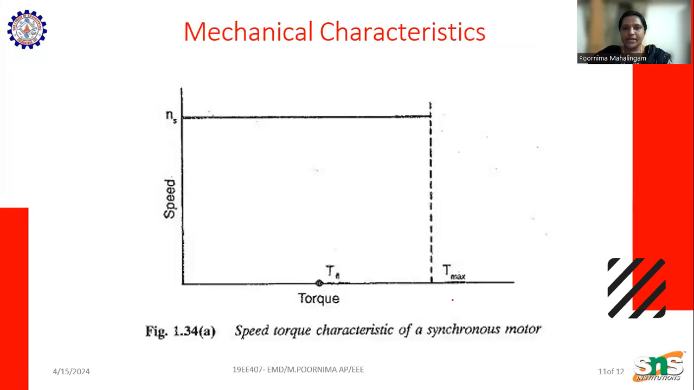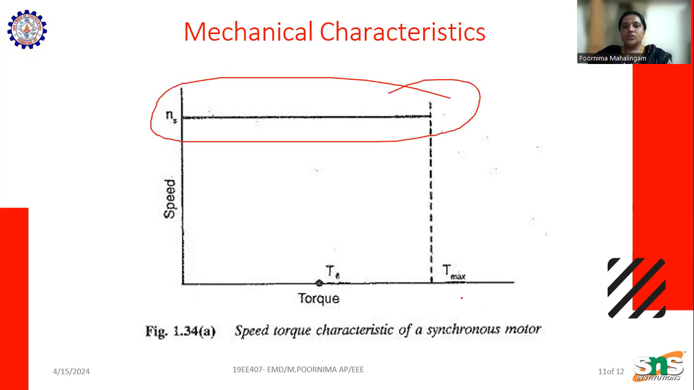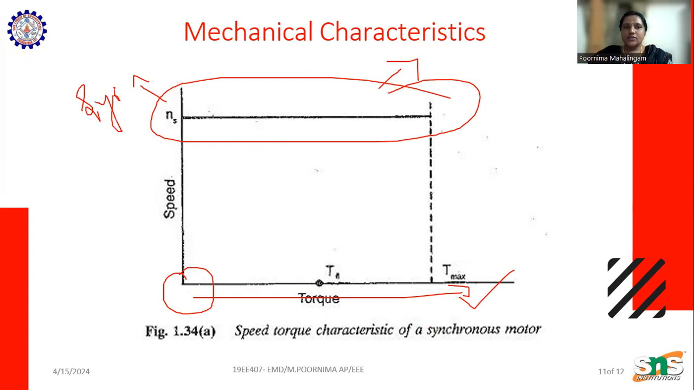Here come the mechanical characteristics. Here we can see the constant speed motor, at synchronous speed, even when the torque is maximum. So when the torque is maximum, the speed is constant. From starting, from the minimum torque to the maximum, the speed remains constant. That is the synchronous speed. The speed remains constant with the help of maximum torque. So this is the speed-torque characteristic of the synchronous motor.